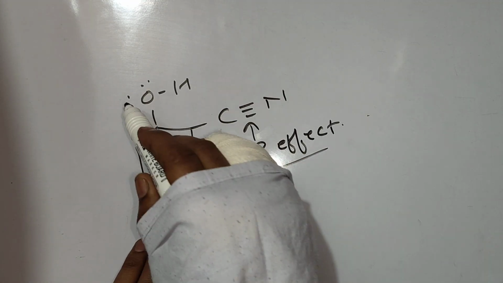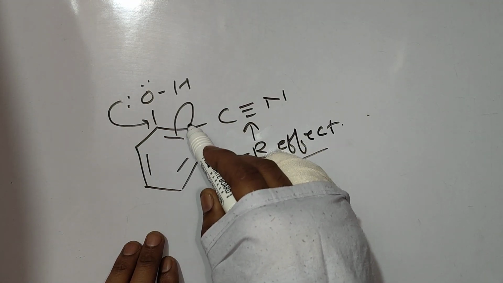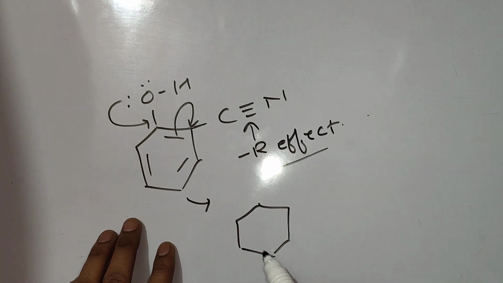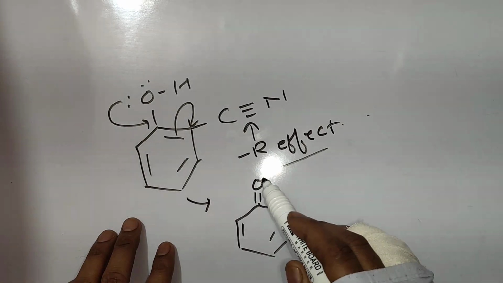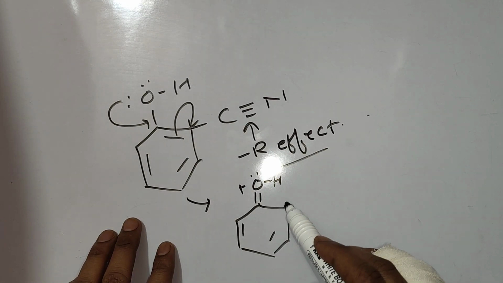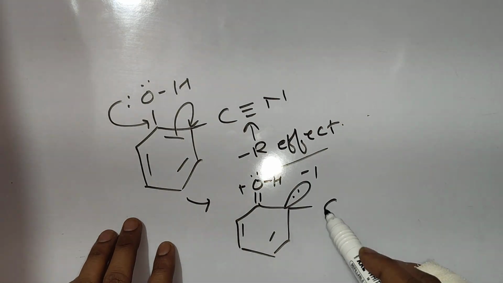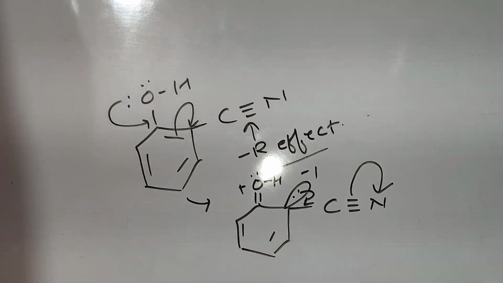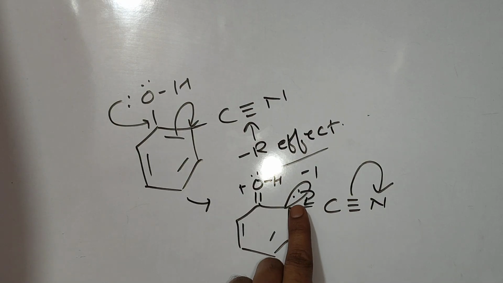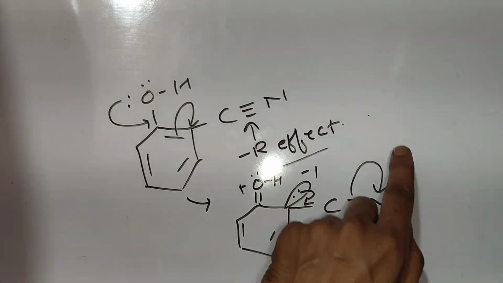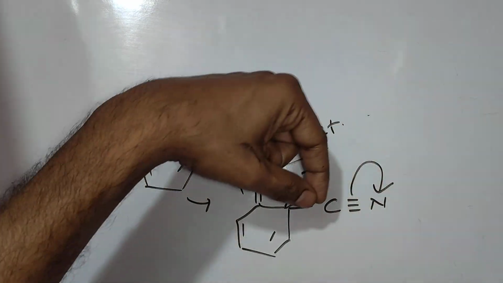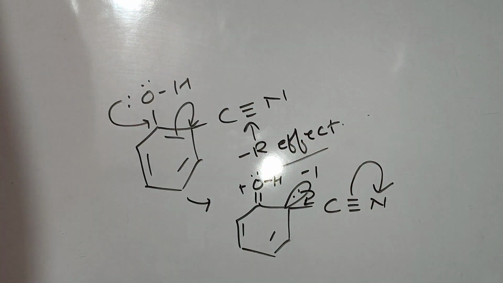How? When resonance comes, electrons will come through resonance. So what will happen? It will absorb them like this. A double bond will generate between these two carbons and these pi electrons will be further shifted. And after doing it, it will re-emit the electrons back to the benzene ring. Please draw the resonance. So the cyanide group is going to show minus R effect.